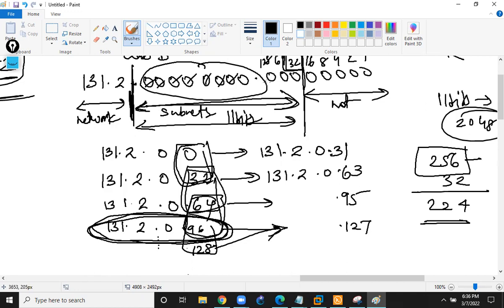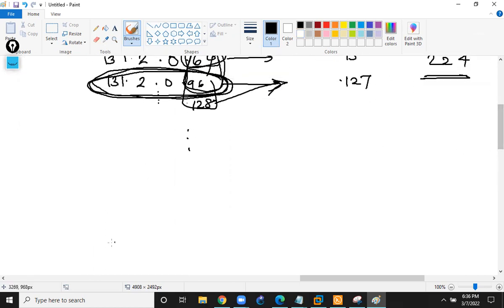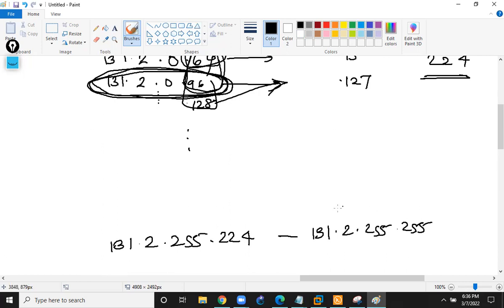So where will you write 224? You have drawn the line in the 4th octet, so in the 4th octet you will have 224. And in the 3rd octet, everything will be 1, so it is 255. Clear? Okay. So the last address here would be 131.2.255.224. Clear? Now, what will be the broadcast for this one? 131.2.255.255 will be the broadcast.